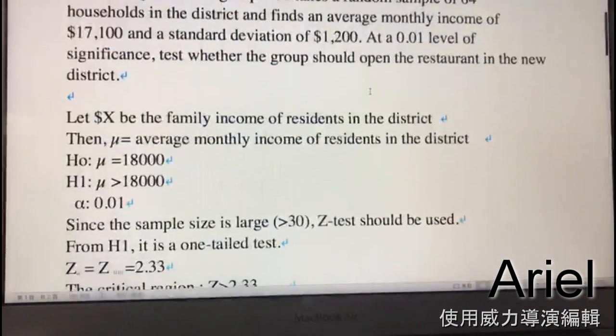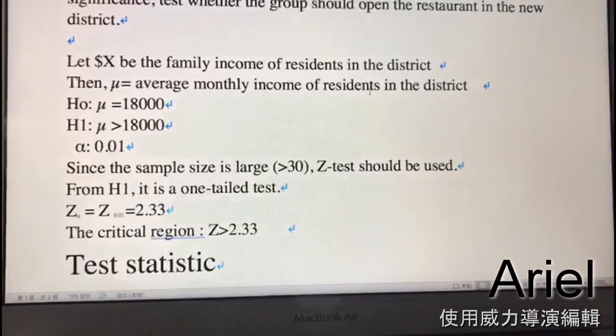So we can let X be the family income of residents in the district, and then mu be the average monthly income of residents in the district. The null hypothesis is mu is equal to 18,000, and the alternative hypothesis is mu is bigger than 18,000, and alpha be 0.01. Since the sample size is large, the z-test should be used. From the alternative hypothesis, we can know that it is a one-tailed test.